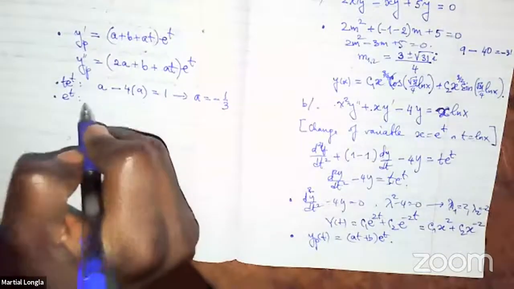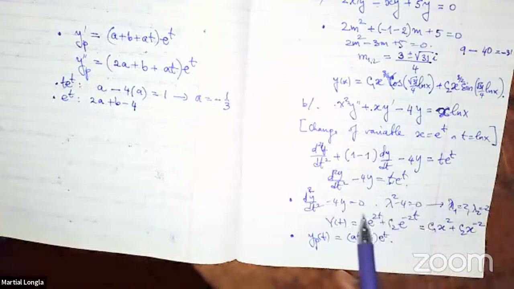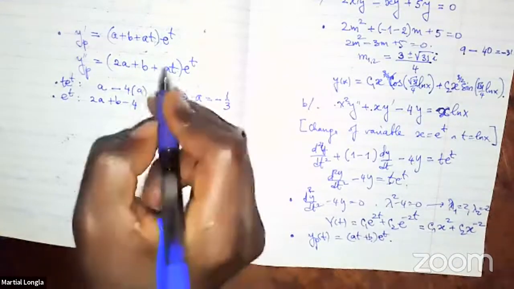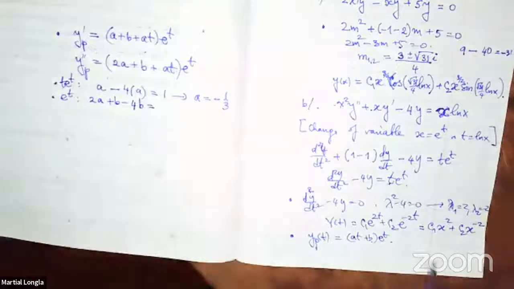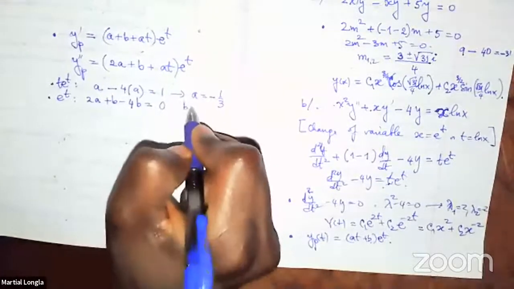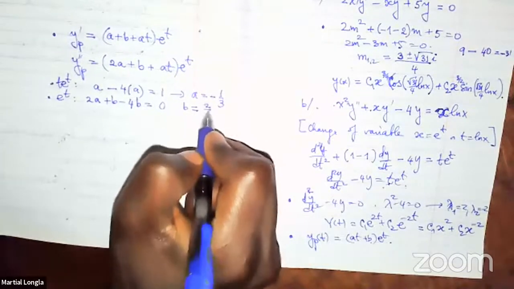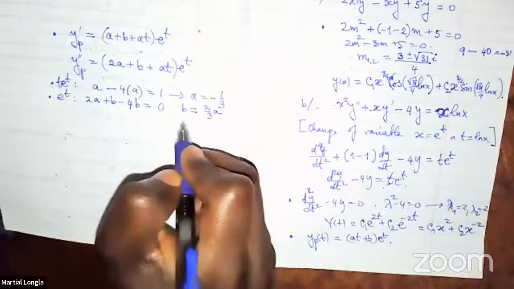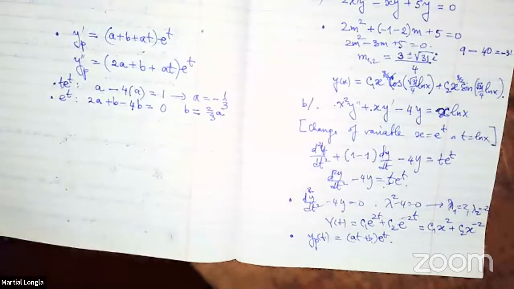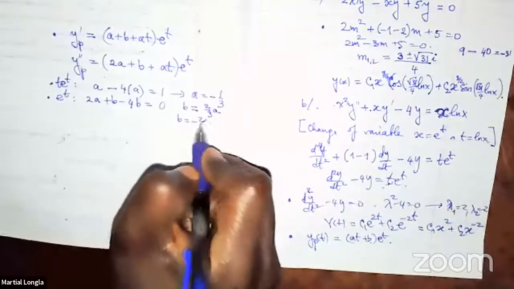Then you track the coefficients of e to the t. You got 2a plus b minus 4 times the original function, what is it, b. This is minus 3b, equals the right-hand side coefficient of e to the t, which is 0. So here, you got b is equal to 2/3 of a. So b is minus 2/9.